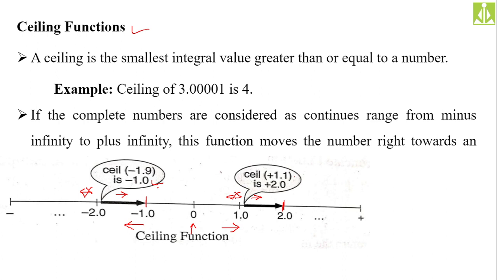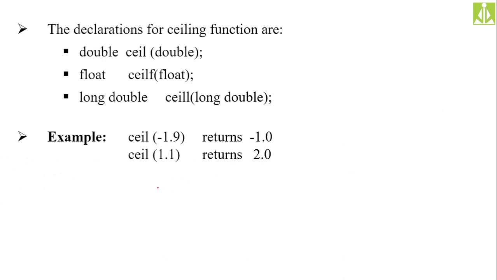So we have ceiling functions only for floating point values. To calculate the ceiling value of a double, we use the ceil function, normal ceil without any prefix or suffix. To calculate the ceiling value of a float, ceilf, and for a long double, we use ceill.